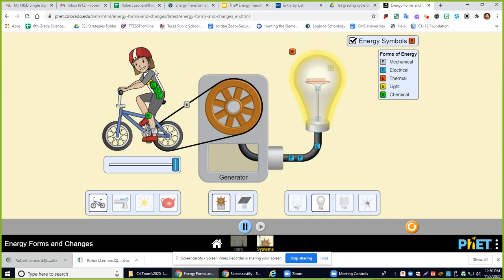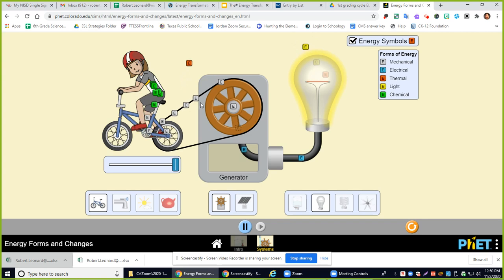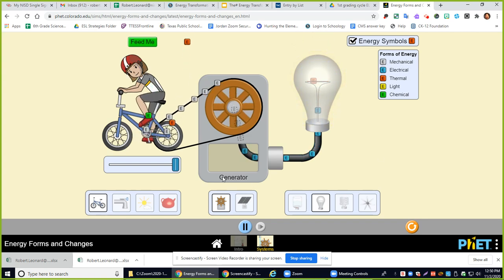What kind of energy is this? Well, it's green, so that's chemical energy. And then as she pedals the bike, it turns white. And what is that white stuff? That white stuff is mechanical energy. Then it moves down the wire as this blue stuff. And what's this blue stuff? That blue stuff is electrical energy. And then it lights up the light bulb. And what does it produce? Well, it produces light and thermal energy.